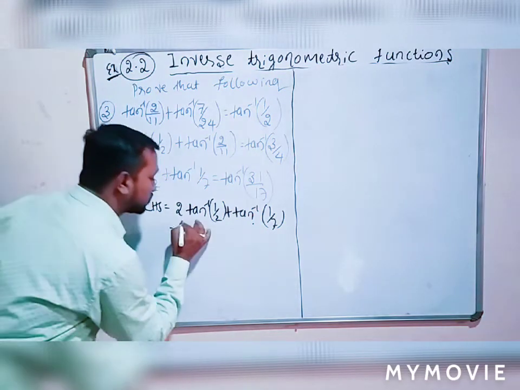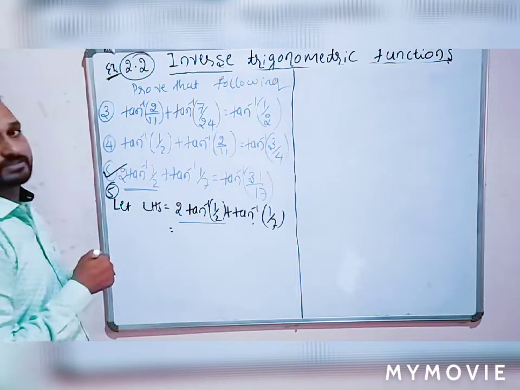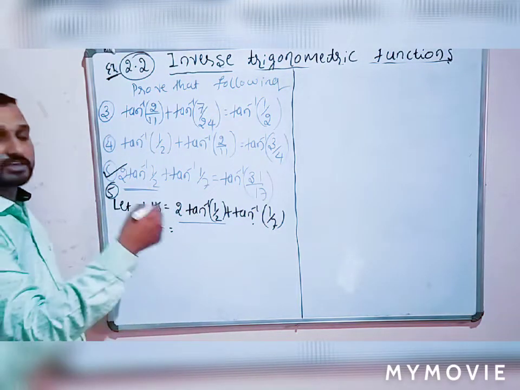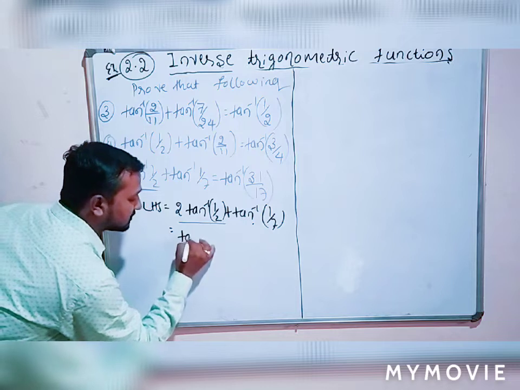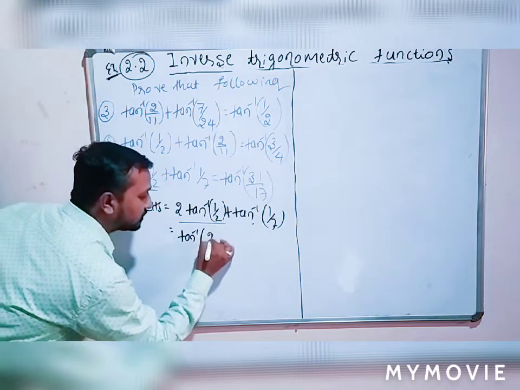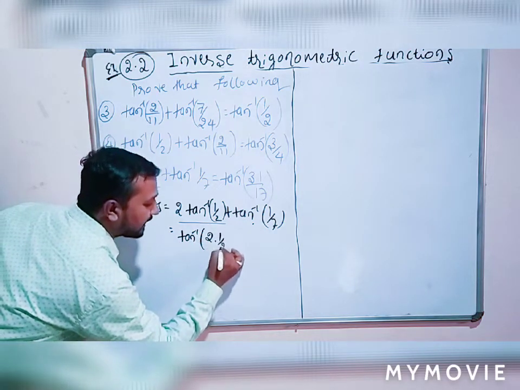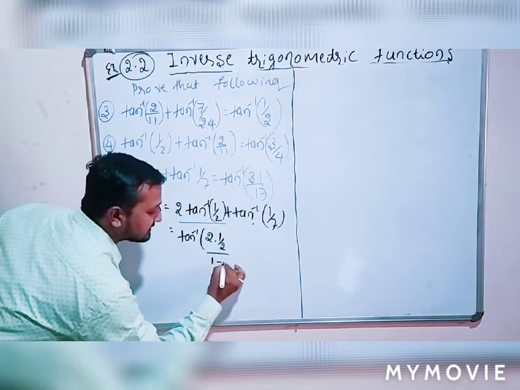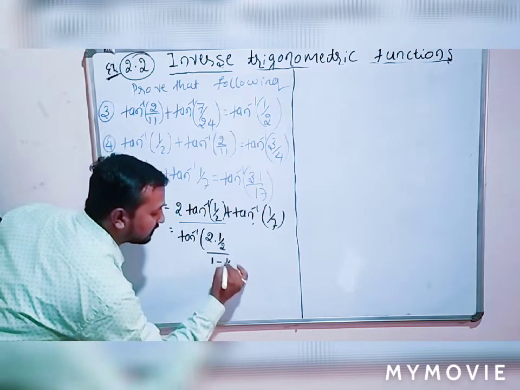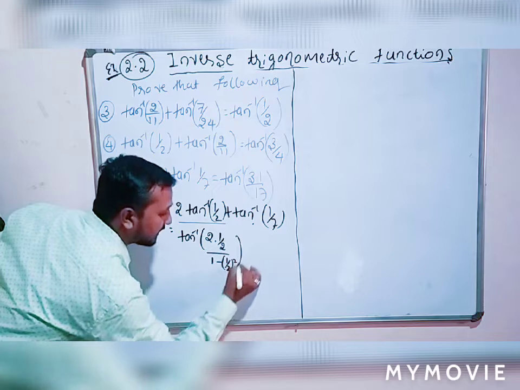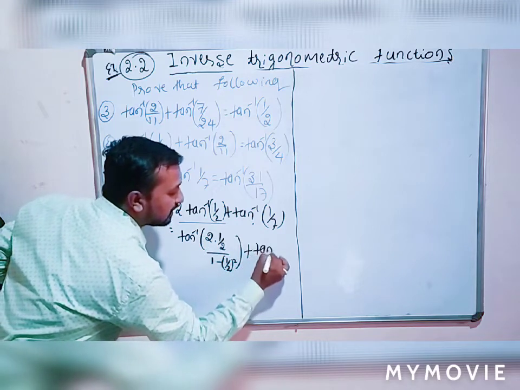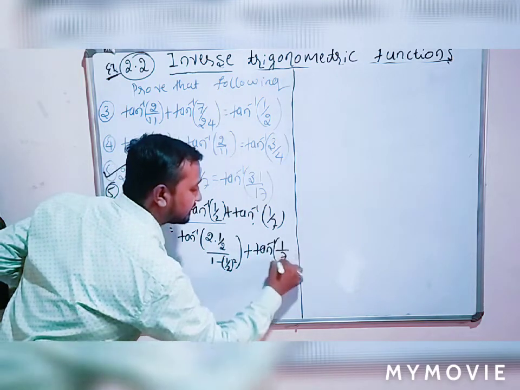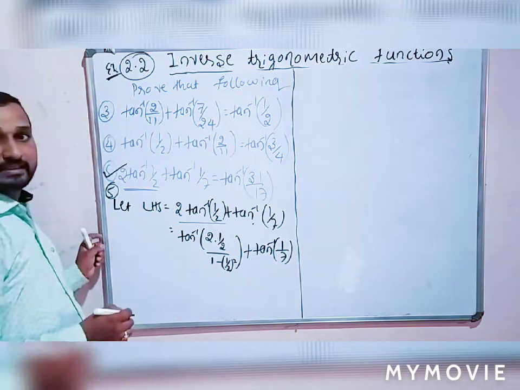What is the formula? 2 tan inverse of x formula. What is the formula for 2 tan inverse of x? Tan inverse of 2x divided by 1 minus x square, where x is 1 by 2. X square is nothing but 1 by 2 its whole square, plus tan inverse of 1 divided by 7. Keep as it is. Is that clear?